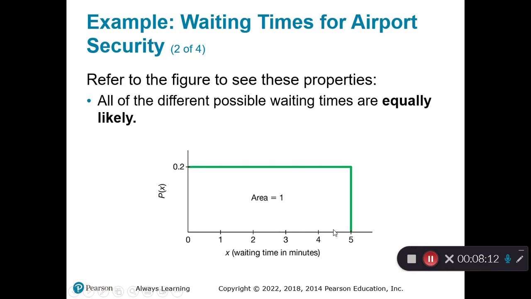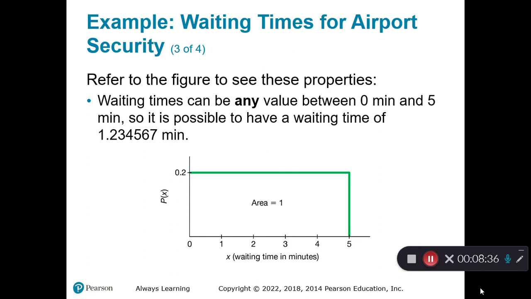So the bottom part of this rectangle has a measurement of 5. The height here has a measurement of 1/5 or 0.2. 5 multiplied by 0.2 gives us exactly 1, which is the area of the rectangle, which is the area under that density curve.